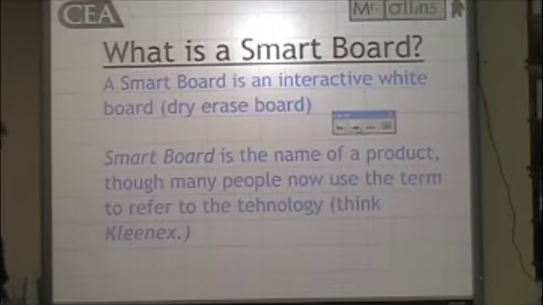One other thing, a smartboard is the name of a product. So though many people now use the term to refer to technology, think of Kleenex, there are many manufacturers out there, and there are many models under different names.